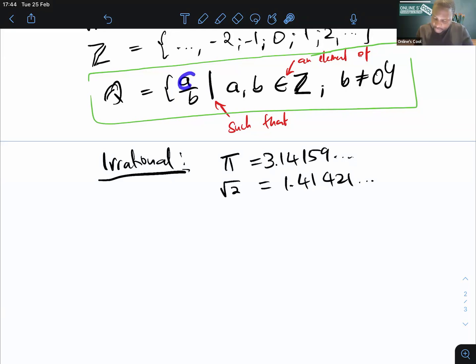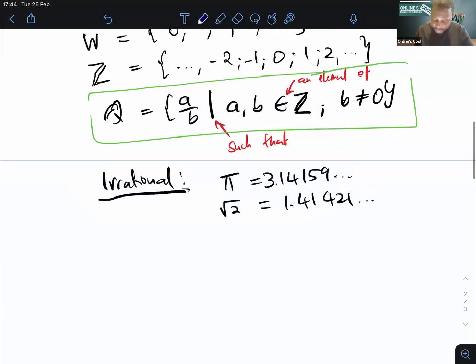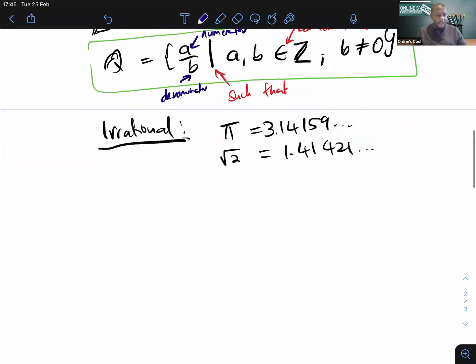And this one is called a numerator. And then this one is called a denominator. So the one on top is called a numerator, the one at the bottom is called a denominator. All right. So that's the high level summary of what we've covered last week.